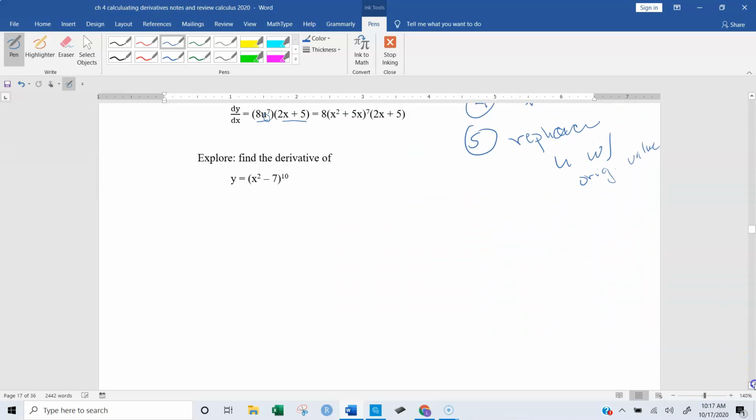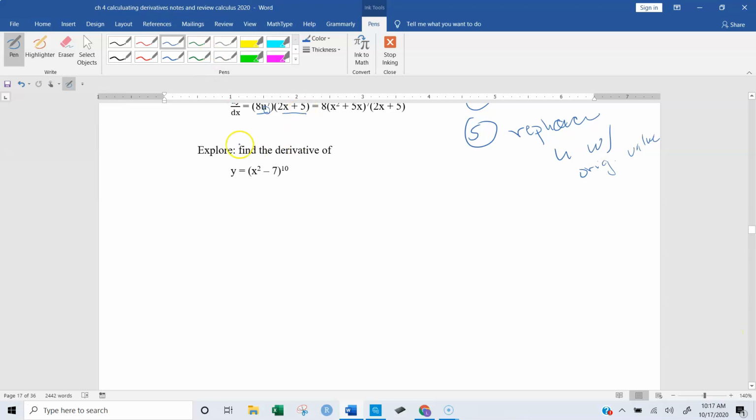All right, try yours. Pause and give this a shot. Step 1, u is x squared minus 7, y is u to the 10th. Step 2, derivatives of both. So I know the derivative of u with respect to x is 2x. The derivative of y with respect to u is 10u to the 9th.